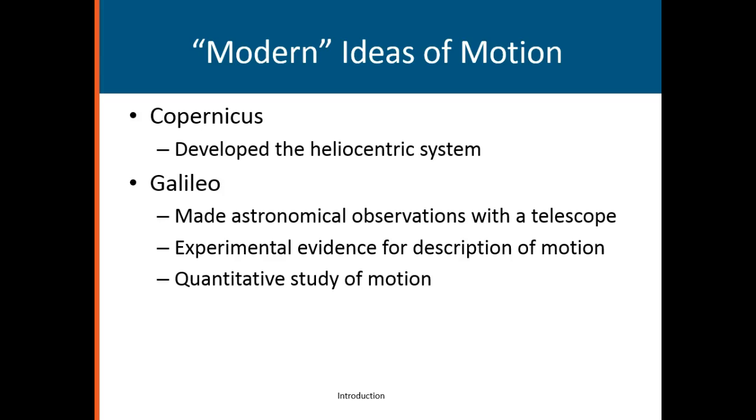He started collecting experimental evidence for the description of motion. Not just celestial motion, but what Aristotle would have called terrestrial motion as well. And in his quantitative study, he said, these are not two different kinds of motion. They are indeed the same. But he didn't quite reach that conclusion, but good old Isaac Newton did. But he started collecting the experimental evidence that better described motion than anyone had before.